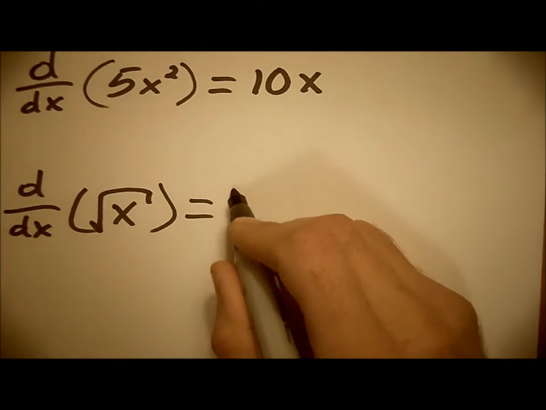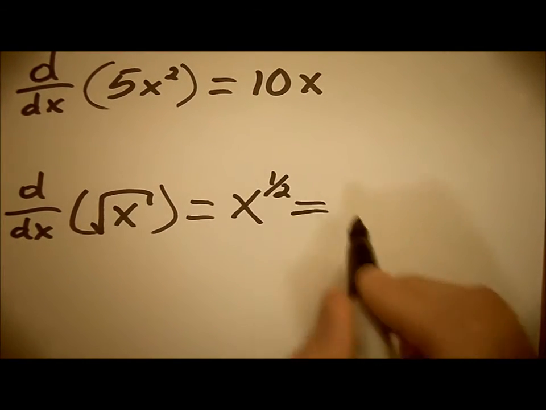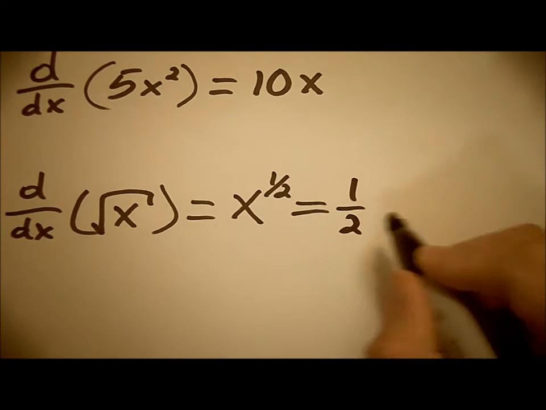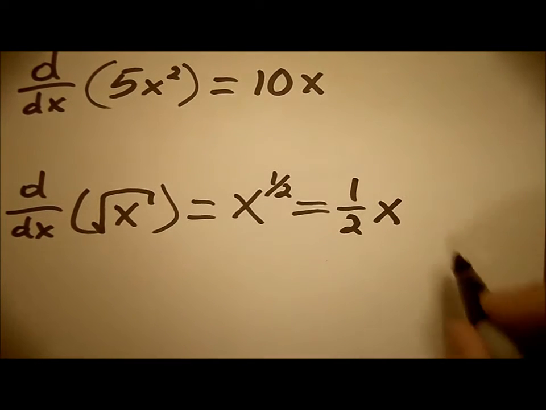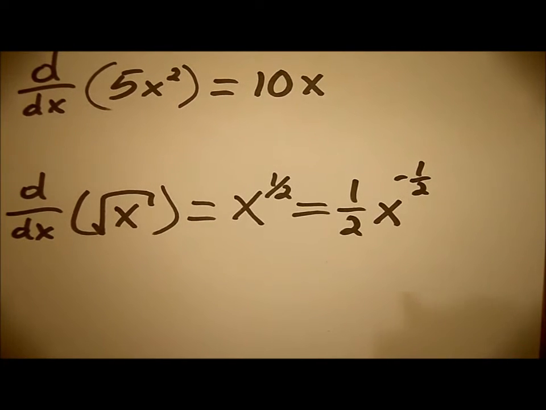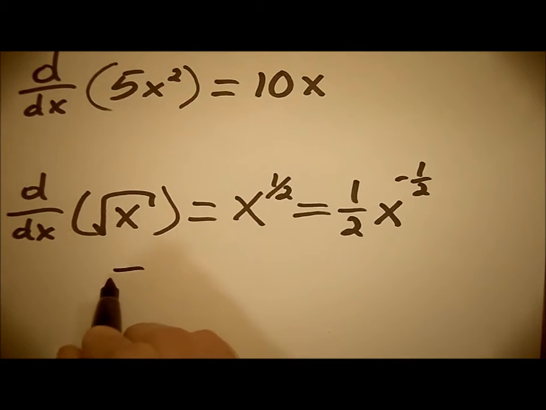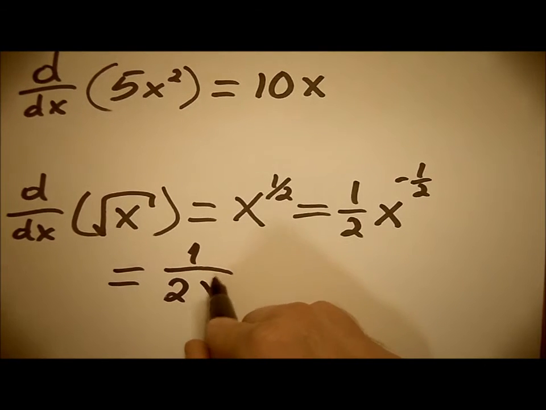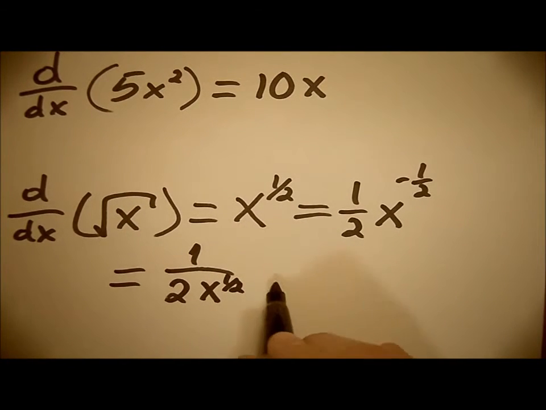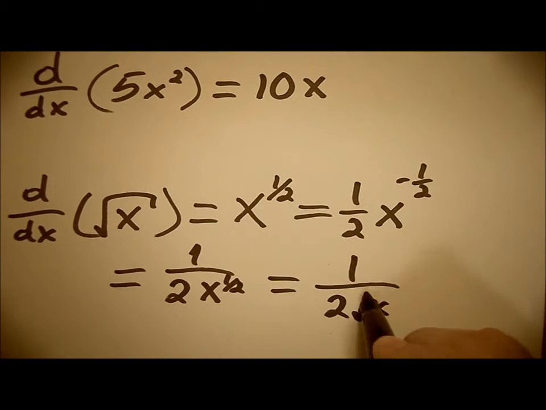Down here, remember we can rewrite this as x to the 1/2 power. And then we just want to follow the same procedure. Bring down the 1/2, rewrite our x, subtract the value of the exponent by 1. And in math, we don't generally want to leave our exponents negative. So remember that we can drop that exponent to the denominator to change the sign back to positive. Rewrite this as 1 over 2 times x to the 1/2 power, which is the same thing as 1 over 2 times the square root of x.